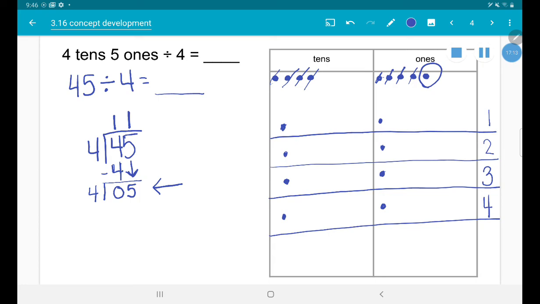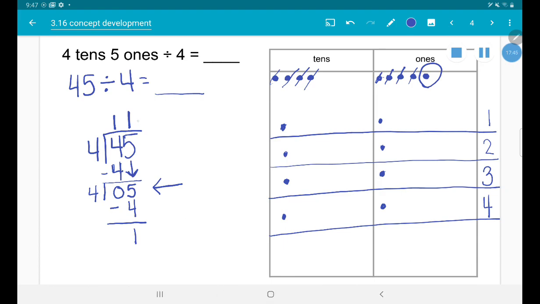Listen to my question. In my groups of 1, how many did I use? 4. I used 4. 1 times 4 is 4. So I'm putting that underneath the 5. I had 5 ones. I'm using 4. So I'm going to subtract to see how many I have left over. And 5 minus 4 equals 1.